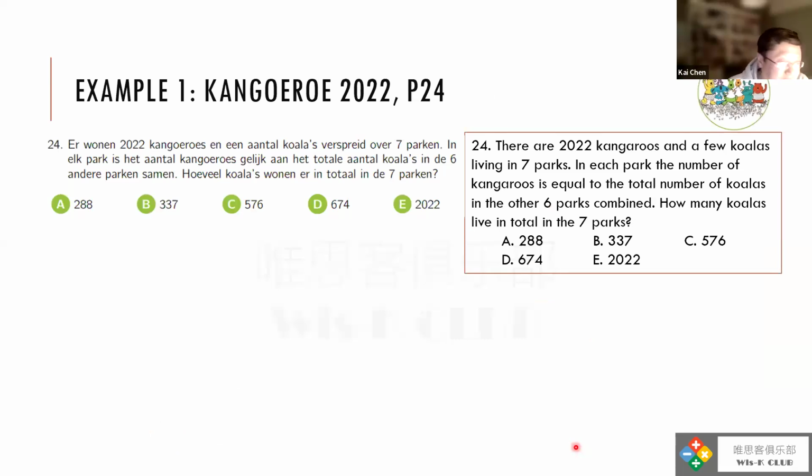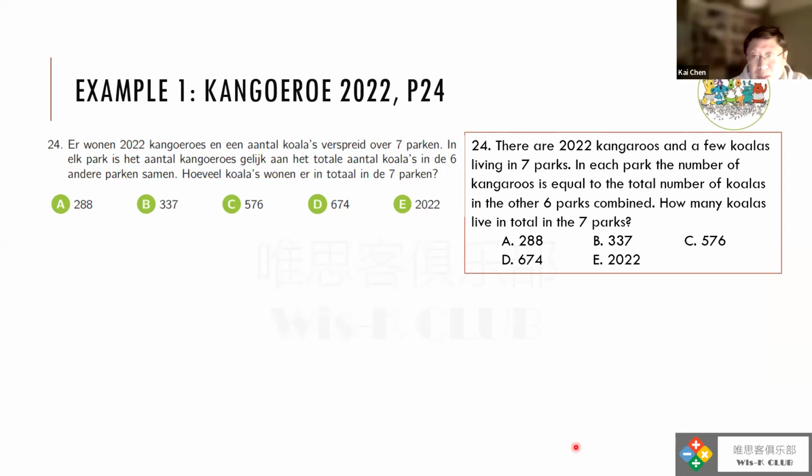Okay, first 4 examples come from Kangaroo. So it's a quite simpler version, let's say, for the year 1, year 2 students.